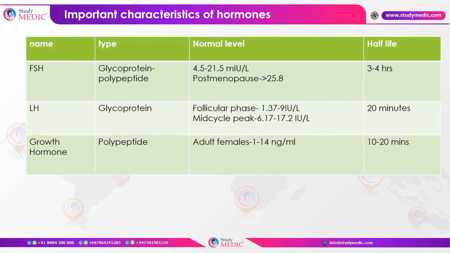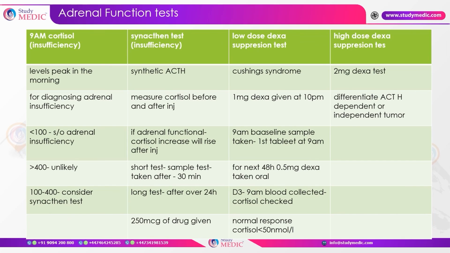Now these are tests for adrenal function. Remember, whenever you are suspicious of Addison's disease, the first test that you have to do is a 9 AM cortisol. The basis of this test is that maximum levels of cortisol are seen in the morning. So if the level of cortisol is 400 in a patient in whom you are suspecting Addison's disease, this is a normal level, so you are potentially ruling out Addison's.